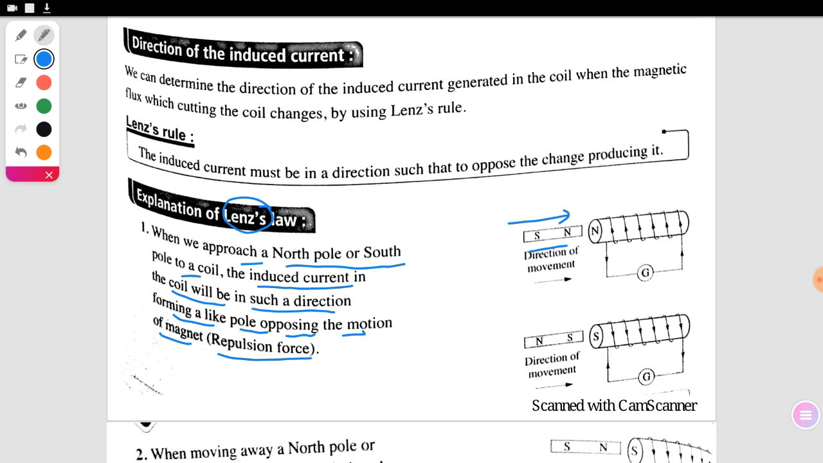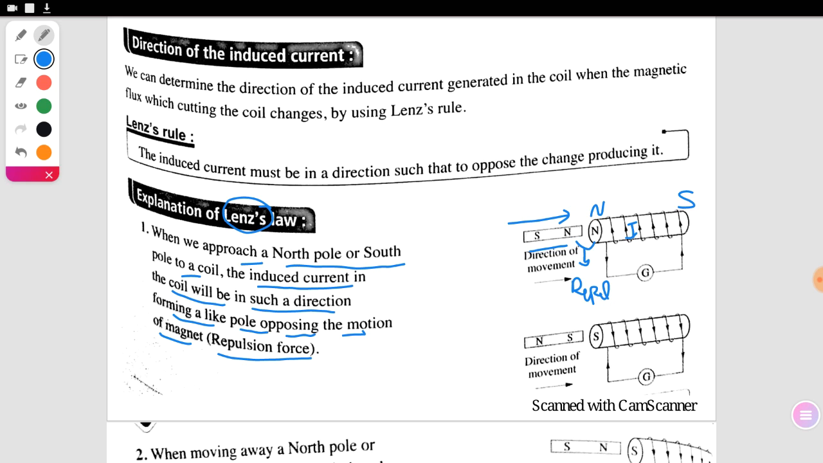If the other fingers of the right hand point to the direction of the current, the thumb will point to the direction of the field. This is the direction of the field, north pole and south pole. We observe that north facing north repel each other.